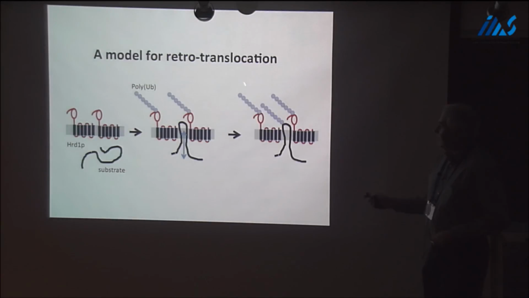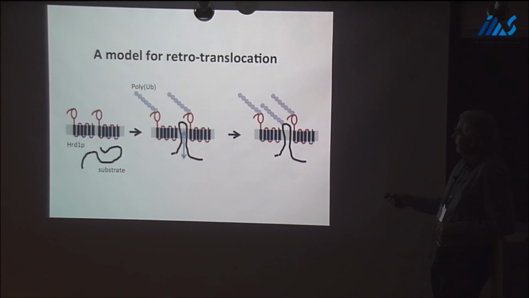So this leads me to this model here. So we have the HERD1 molecule, we have the substrate. We think the first thing that happens is the polyubiquitination, autoubiquitination of the HERD1 molecule. This allows the opening of the channel, and the substrate, we think, I have to say this is very speculative at this point, can slide back and forth in the channel.